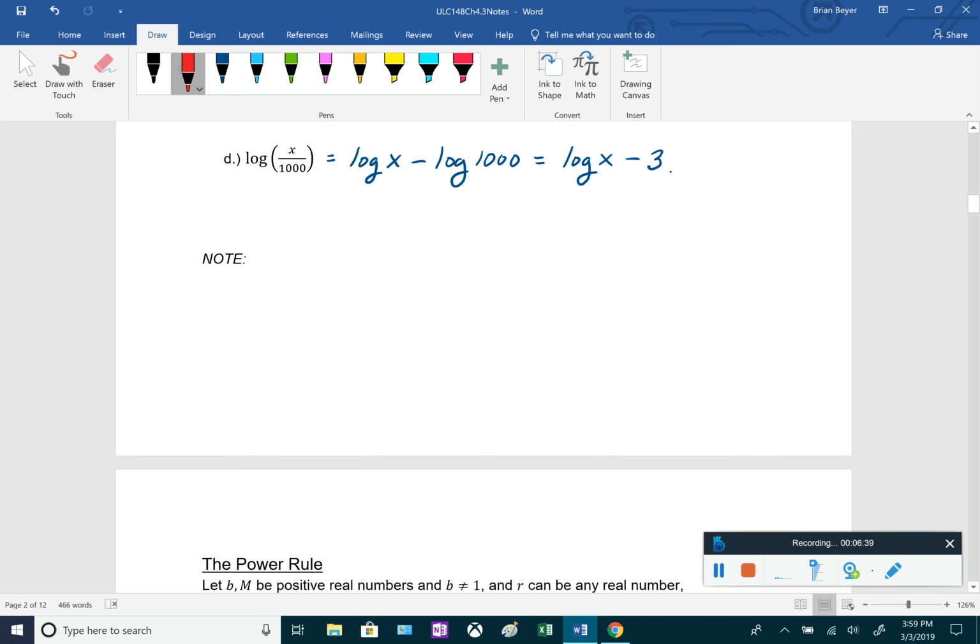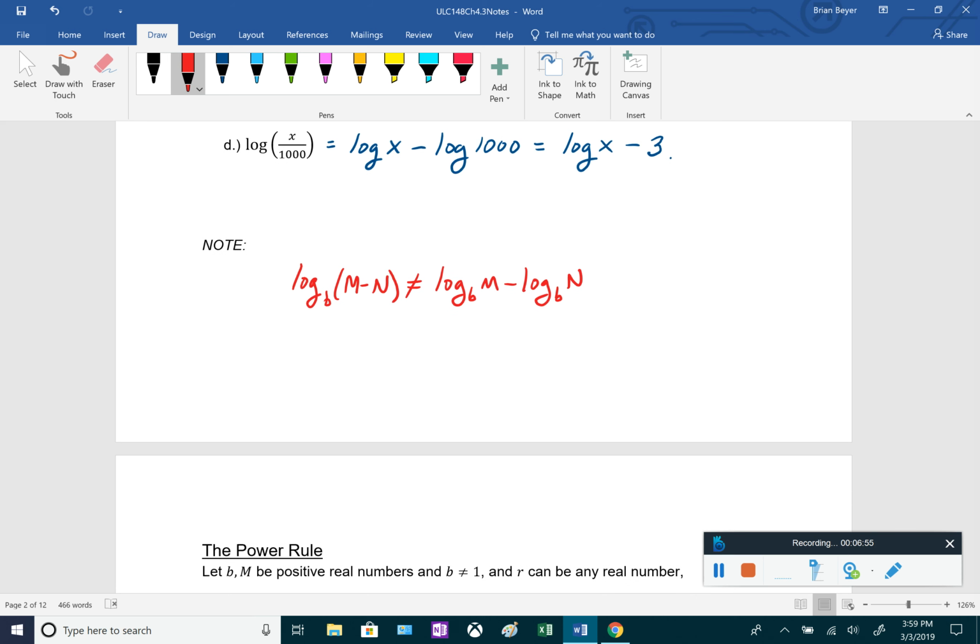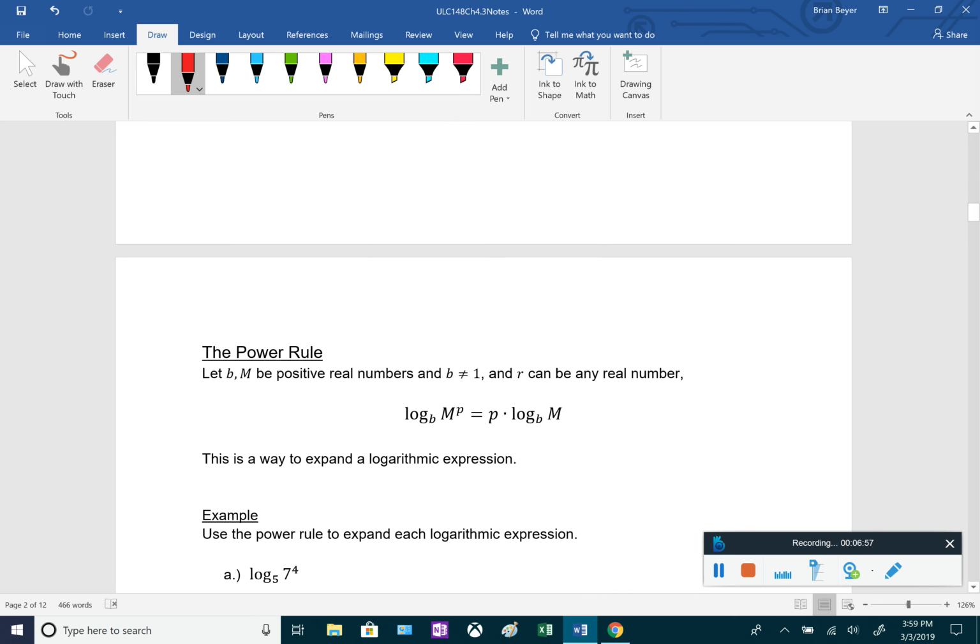And I'm just going to write a similar note here. We have to keep in mind that log base b of m minus n does not equal log base b of m minus log base b of n. Okay, so that's the product rule and the quotient rule.